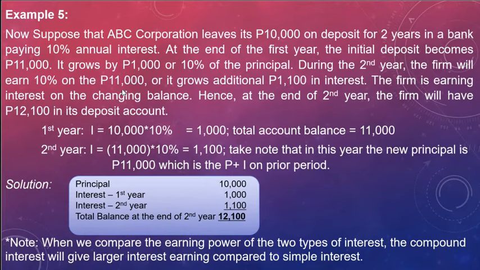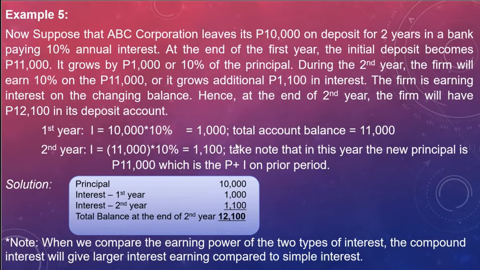So, pagka second year, your basis in computing your interest will be the principal plus the earned interest from the first year. So, yung base amount natin for the 10% will now be 11,000. So, therefore, kasi yung base amount natin ay 11,000 na. So, mag-grow ng additional 1,100 yung interest natin. So, if you have noticed, first year, yung ating interest na na-earn is only 1,000. But in the second year, it becomes 1,100. Bakit? Kasi yung 1,000 na na-earn natin noong first year ay tumubo na rin ng 100.